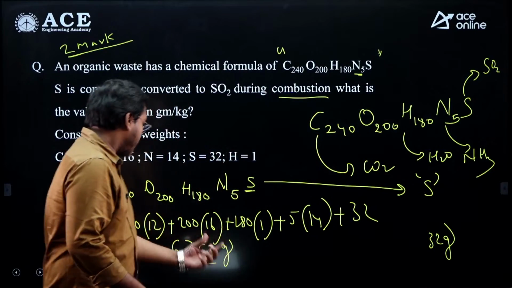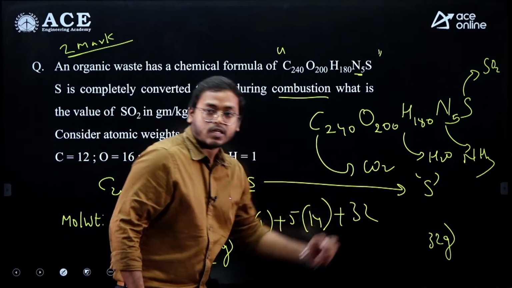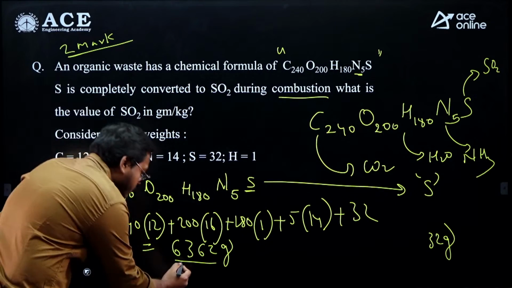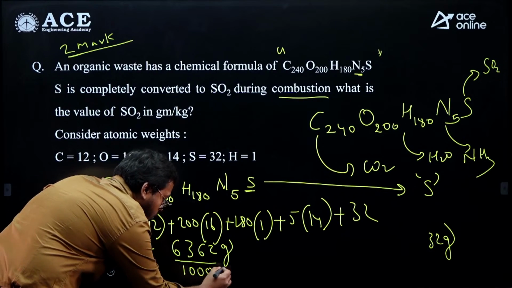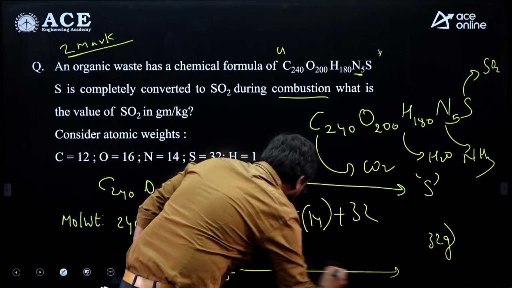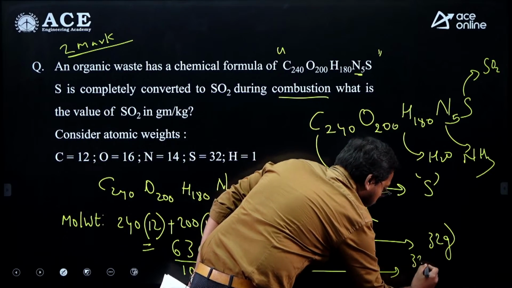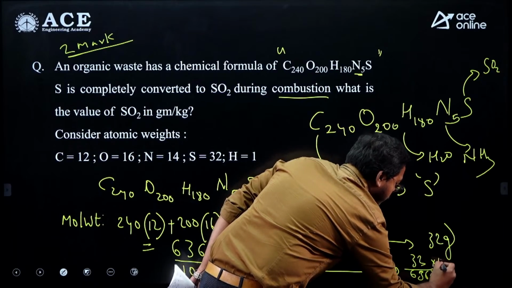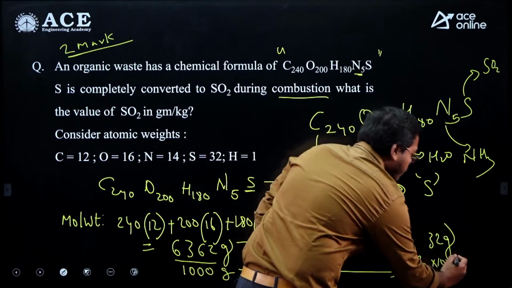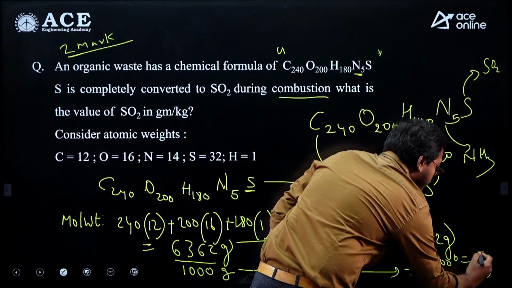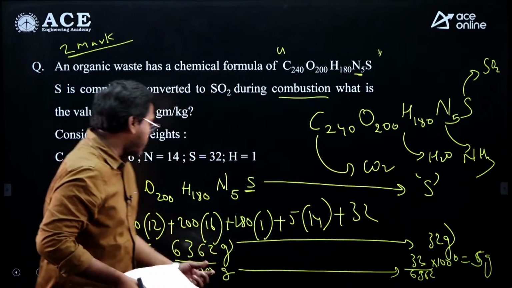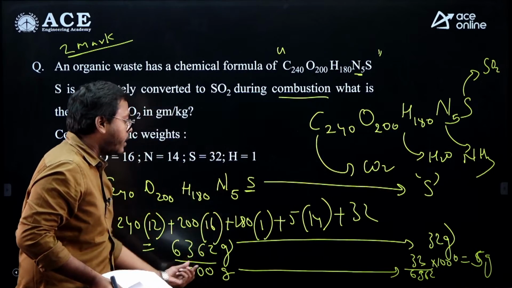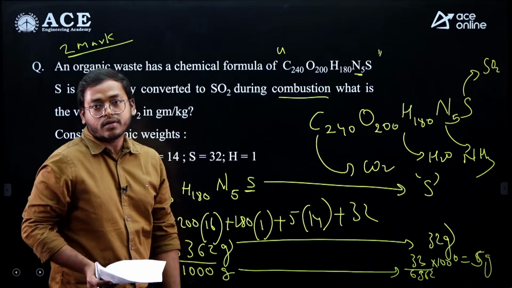I hope you are understanding. This much weight has only 32 gram of sulfur. How much will 1 kg contain? 1 kg is 1000 gram. So 1000 gram will contain 32 divided by 6362 into 1000. Simple calculation. So you will be getting approximately 5 grams. So please try to understand, this much weight of organic compound has 32 gram sulfur, and 1 kg organic mass will have 5 gram sulfur.